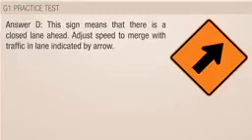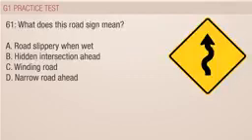Answer D. This sign means that there is a closed lane ahead. Adjust speed to merge with traffic in lane indicated by arrow. Question 61. What does this road sign mean? A. Road slippery when wet. B. Hidden intersection ahead. C. Winding road. D. Narrow road ahead.